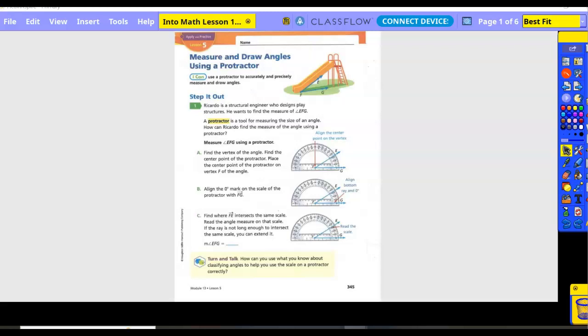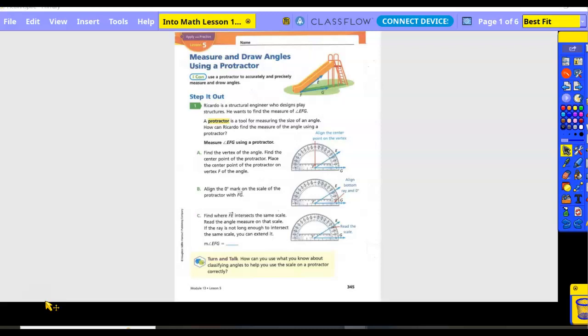Fourth grade math, lesson 13.5. Measure and draw angles using a protractor. I can use a protractor to accurately and precisely measure and draw angles. Step it out. Ricardo is a structural engineer who designs play structures.